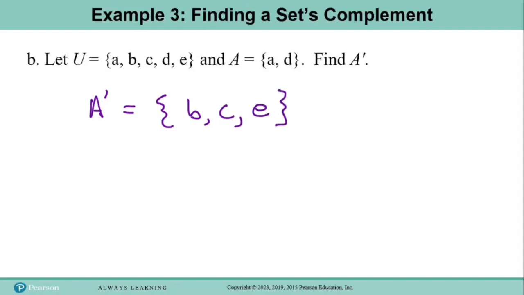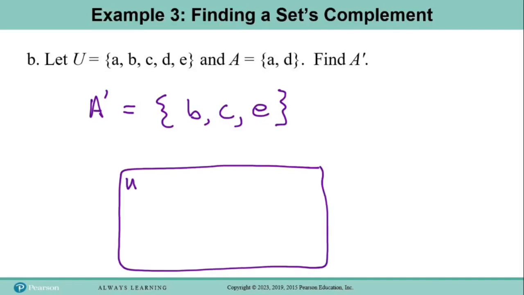So again, if the universal set is the set containing A, B, C, D, E, and set A contains elements A and D, then set A prime contains everything else from the universal set. So that would be the B, the C, and the E. And if you wanted to draw it on a Venn diagram, it would look like this.